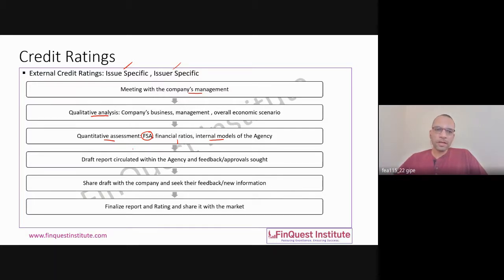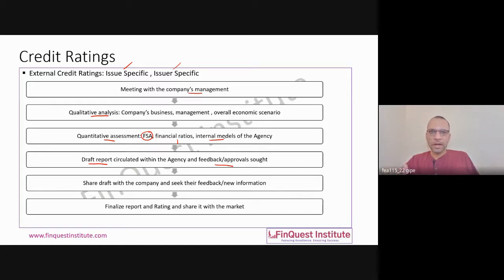Once these two steps are done, a draft report is created by the agency, and this will be circulated within the agency for any kind of feedback or approvals. Because we know that a credit rating agency is a very large organization. So we have multiple teams who are working in order to assign a credit rating to a certain company. Inputs from every team need to be taken into consideration so that any concerns which they have are addressed as well. So that's why this draft report is prepared and circulated. People can add their comments and feedback, and again, this draft can be discussed.